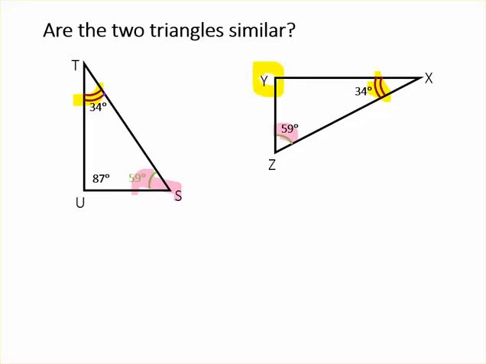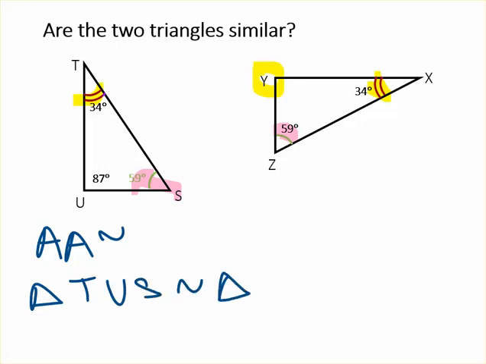First off, remember, you could find it because the sum of the angles is 180. So if you need to find a missing angle, subtract from 180. But we don't need it. We only need two pairs of equal angles. So by the angle-angle similarity theorem, we're going to have that triangle TUS is similar to triangle XYZ.